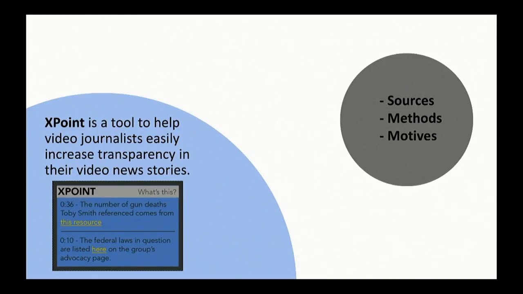As you can see on the screen, there is a box. This is an XPoint. This is where a journalist includes information such as their sources, methods, and motives. This box will show next to a video online.